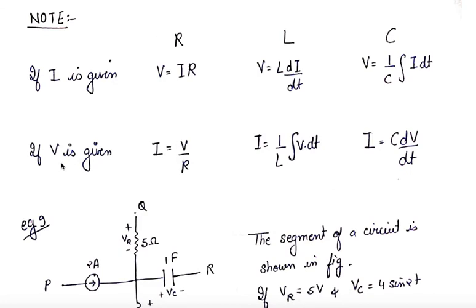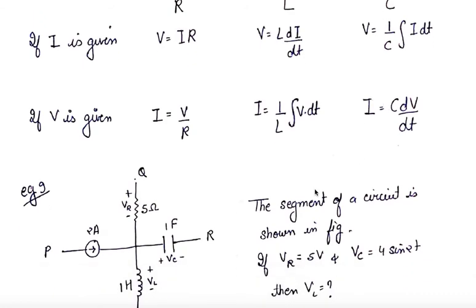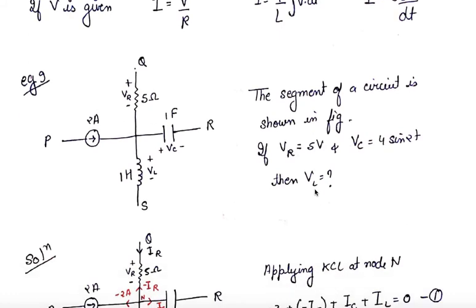Similarly, if voltage is given and we have to find current, then current can be found as V by R, then I equals 1 by L integral of V dt, and I equals C dV over dt. Now our next example will make use of these formulas.